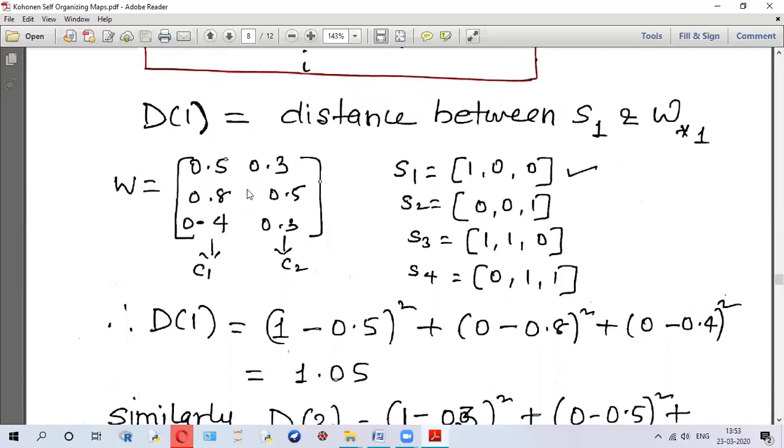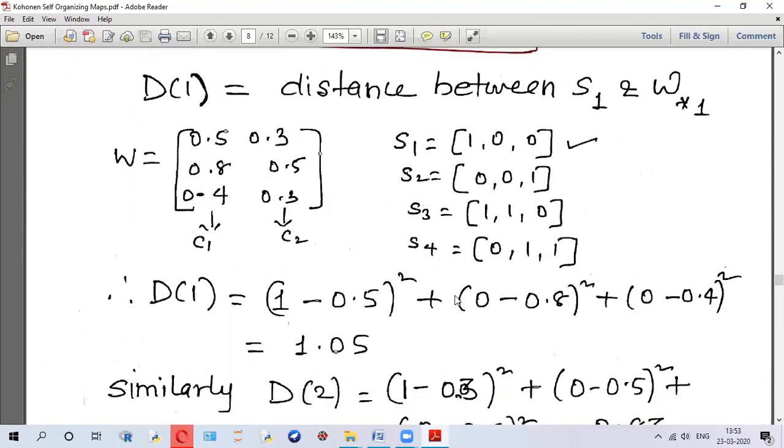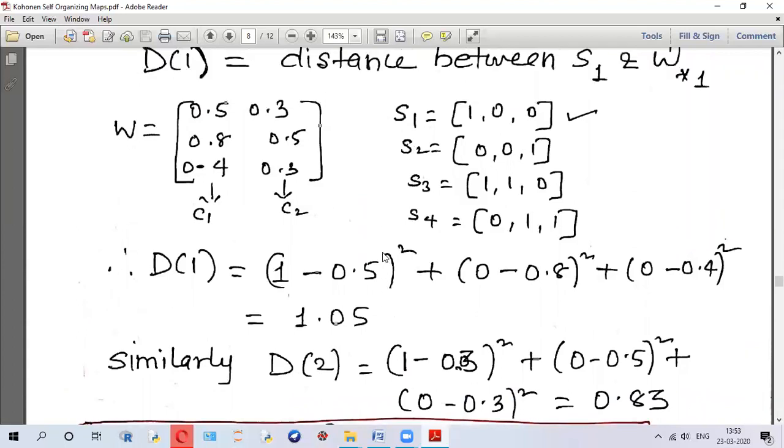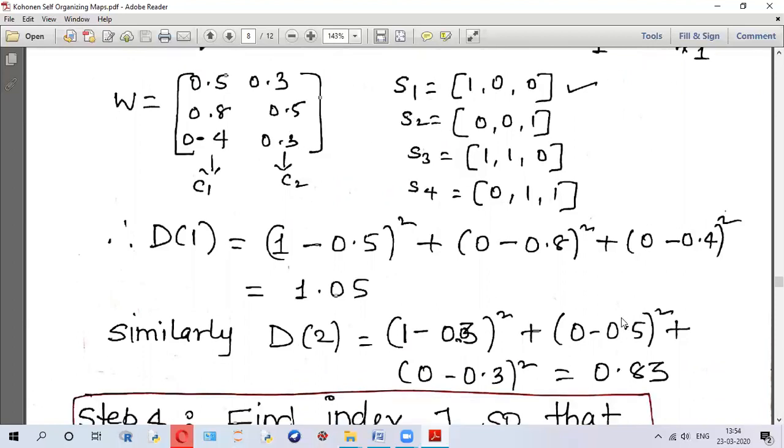So what we have done is (1 minus 0.5) square, then (0 minus 0.8) square, then (0 minus 0.4) whole square, right? So this is how we calculate the distance corresponding to the first input vector and cluster 1, which comes out to be 1.05. In the same manner, we need to find the distance corresponding to cluster unit 2 with respect to input vector 1, right? So in the same way, we have calculated D2: (1 minus 0.3) square, (0 minus 0.5) whole square, and (0 minus 0.3) whole square, which comes out to be 0.83.